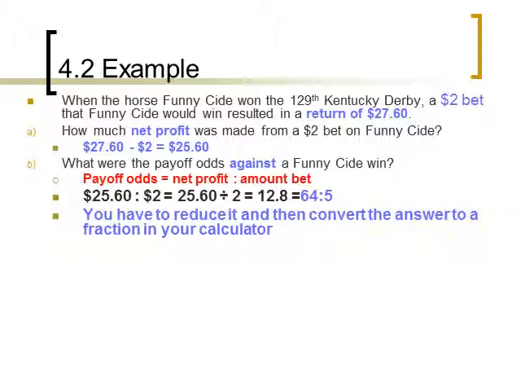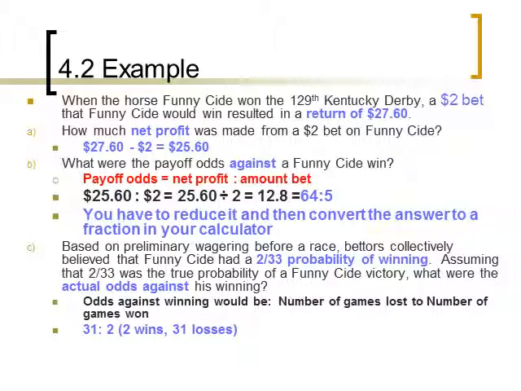Or, to get it in your calculator, type second ABC button. The ABC button is directly below the PRB button. So second ABC, now it says answer convert a mixed fraction to an improper fraction. So let's hit equals. Now your calculator should say 64 over 5. And so that gives us the payoff odds against this Funnyside win is 64 to 5.